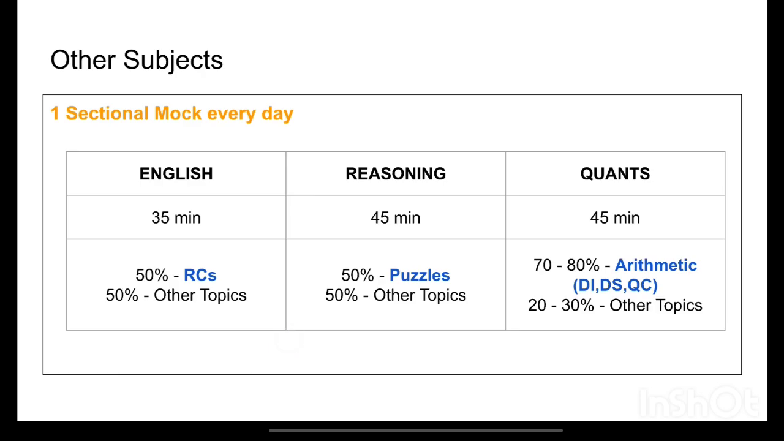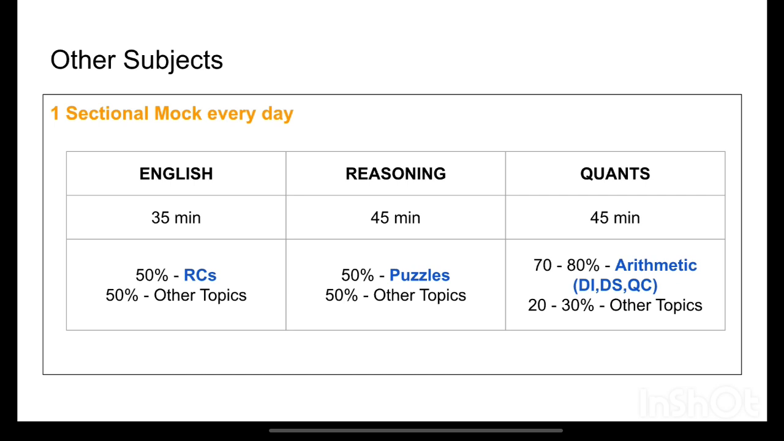Now talking about the other core subjects, that is your English, reasoning and quants. In these 3 subjects, you already dedicated a good amount of time during your prelims. Now for mains, it's the same syllabus, but the quality and the difficulty of the questions will be on the highest side. So for this, what you need to do is take one sectional mock of each of these subjects every day. One sectional for English, one sectional for reasoning, and one sectional for quants.